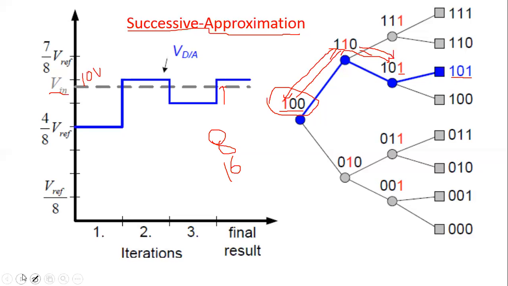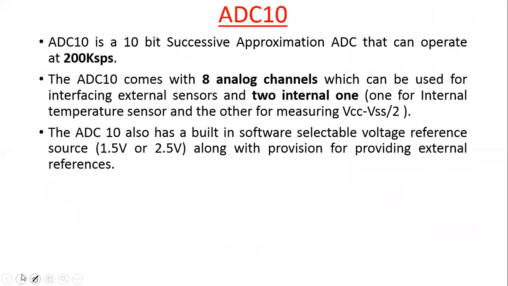Then we'll go to the features of the analog to digital converter 10. 10 means 10 input signals are used. What are the 10 input signals? We'll see. This analog to digital converter performs 200 kilo samples per second. What is that? KSPS means kilo samples per second.